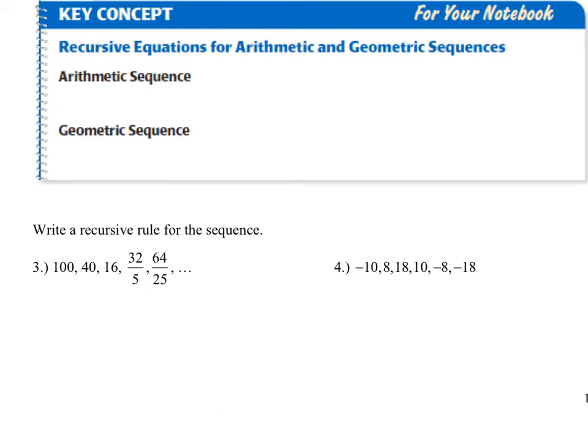So let's fill in our key concept box. Recursive equations for arithmetic and geometric sequences. So in general, for an arithmetic sequence, a sub n is going to equal the previous term, so a sub n minus 1 plus the common difference. And you have to make sure you define at least one term.